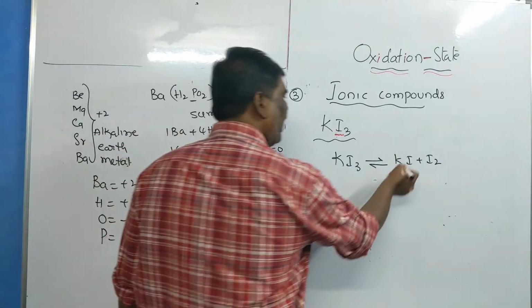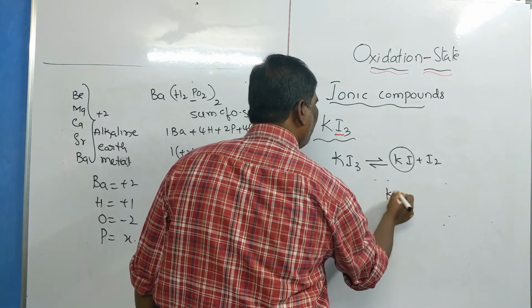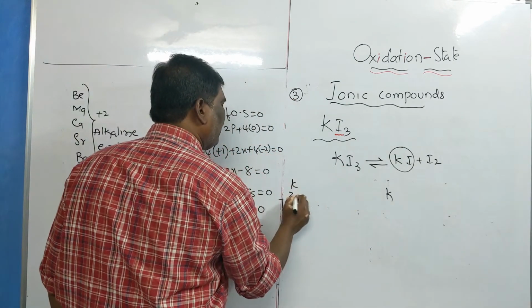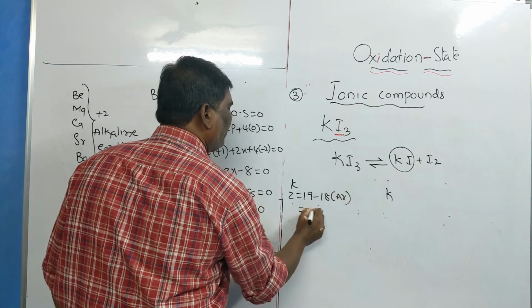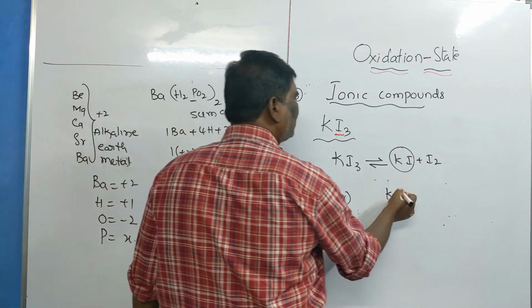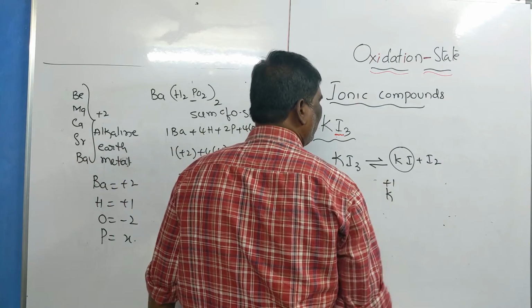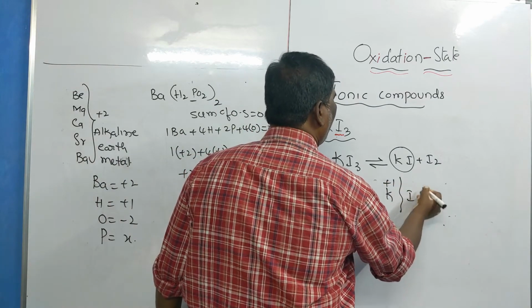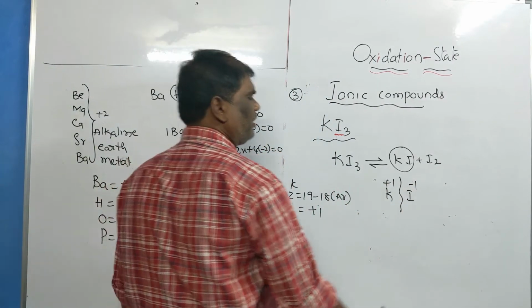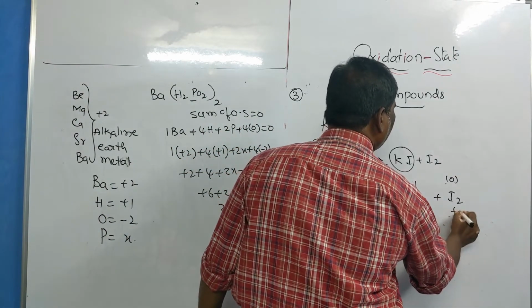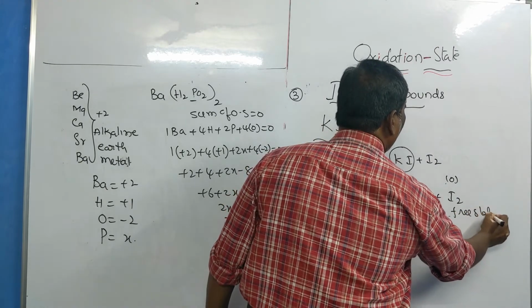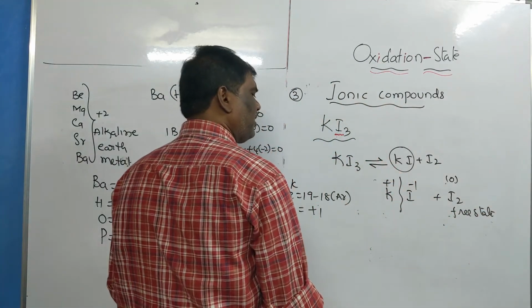You know, in KI, potassium is +1. For what reason? Number 19, nearest inert gas 18. The difference is +1. So potassium is +1. What about iodine? Iodine will get -1. What about iodine in free state? I think this is in free state. In free state, iodine is given 0 oxidation state.